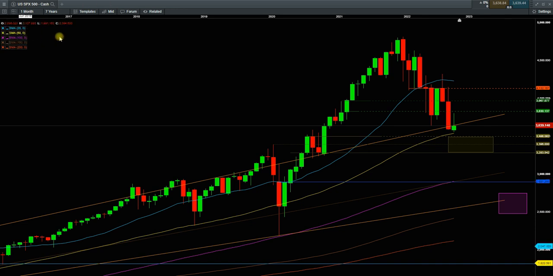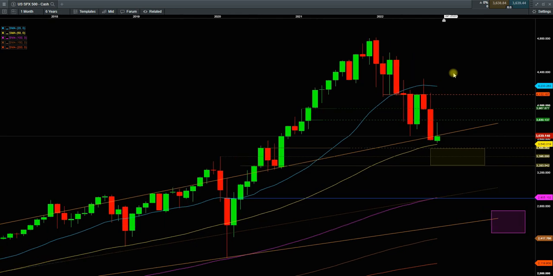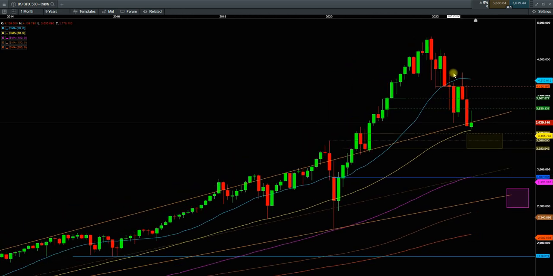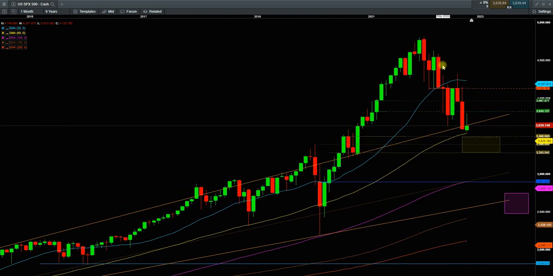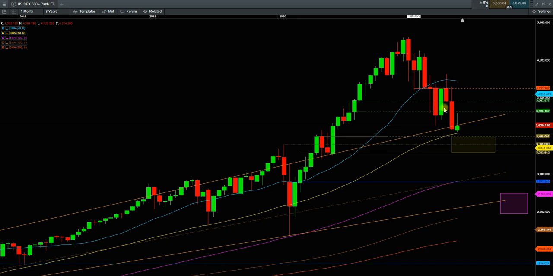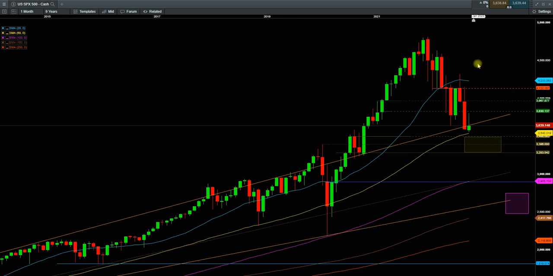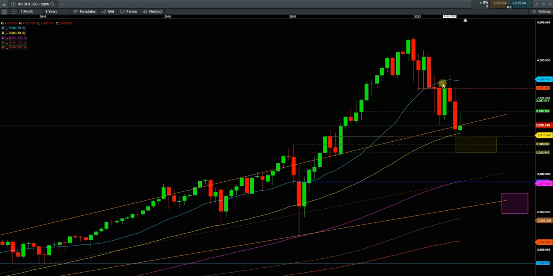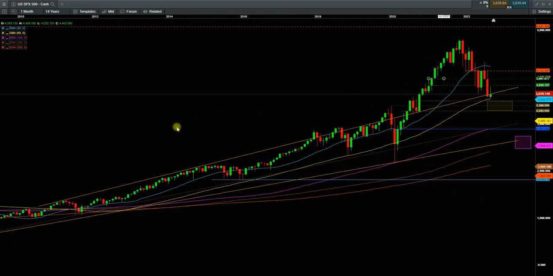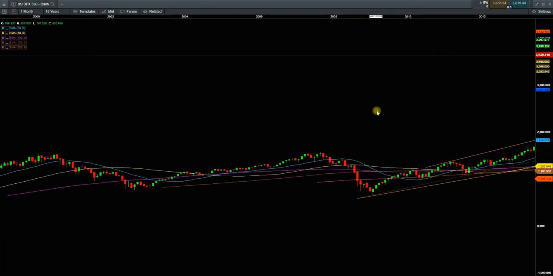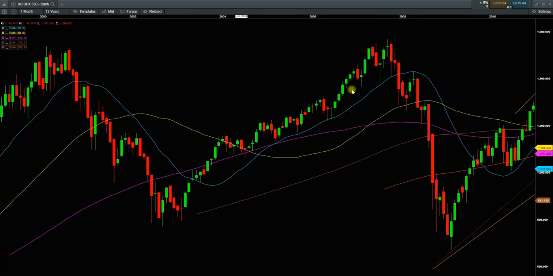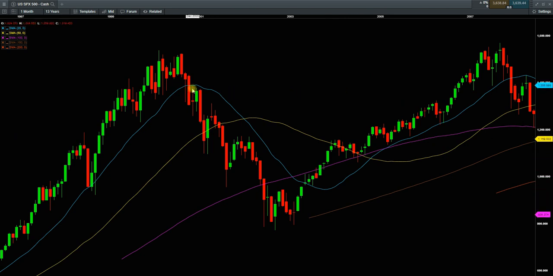Alright, so here is the S&P 500 monthly chart. And as you see here, the overall concept is we are in a secular bear market, and there is no doubt about it. Whenever we close and stay below SMA 20 on the monthly chart, we are in a typical bear market.